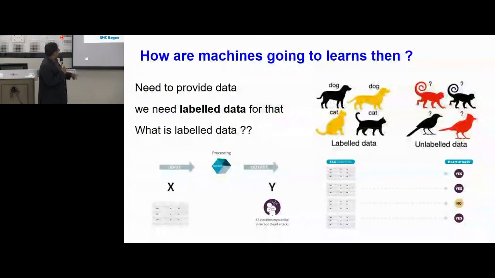Like I was telling, the ECG data can be the input, and upon processing we will see the output, like whether the patient has undergone a heart attack or not. So the ECG is the input, heart attack yes or no is the answer. This is labeled data basically.